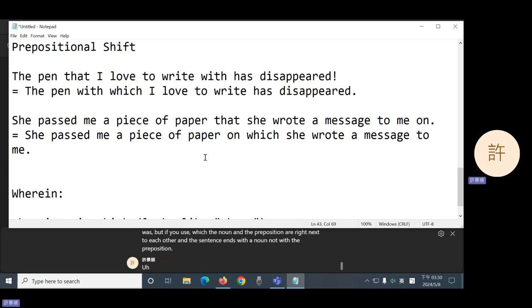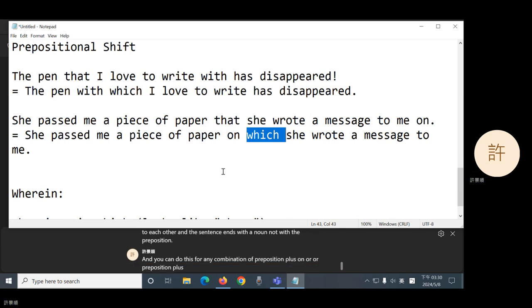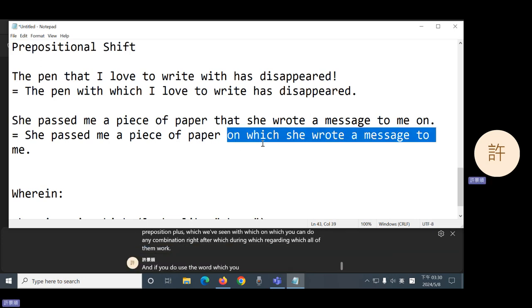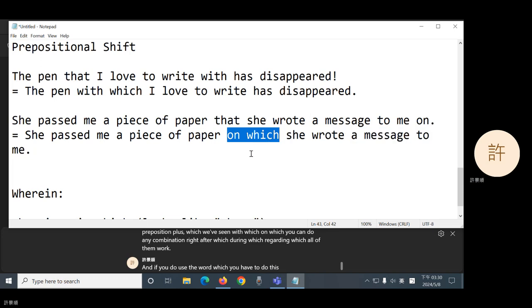And you can do this for any combination of preposition plus on, or preposition plus which. We've seen with which, on which. You can do any combination, right? After which, during which, regarding which, all of them work. And if you do use the word which, you have to do this. Questions about this?